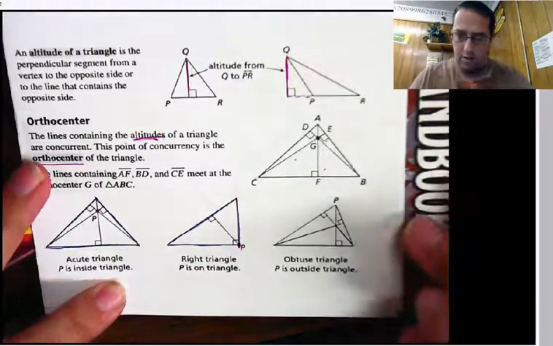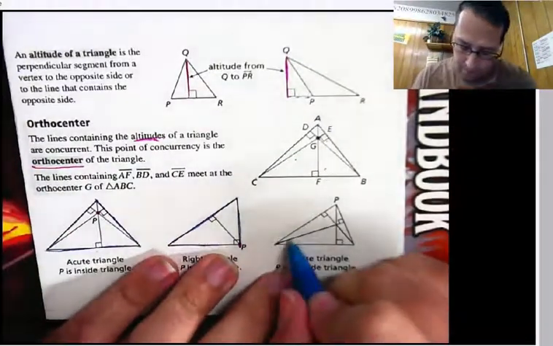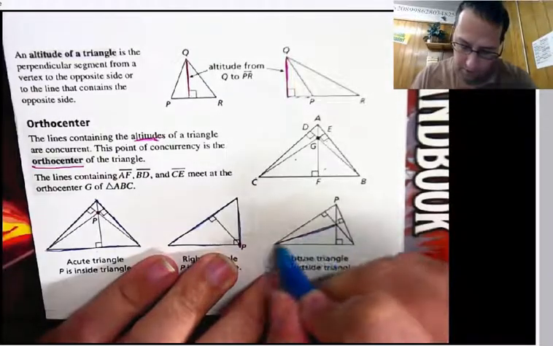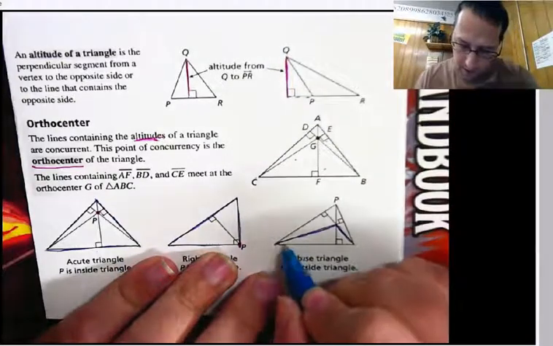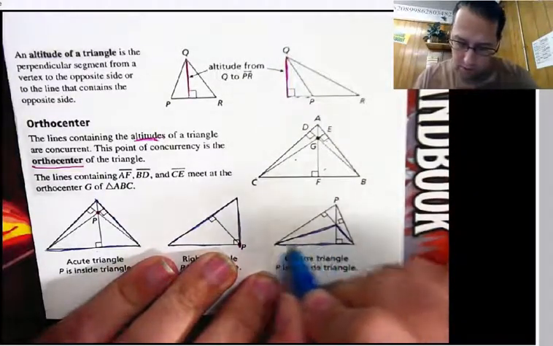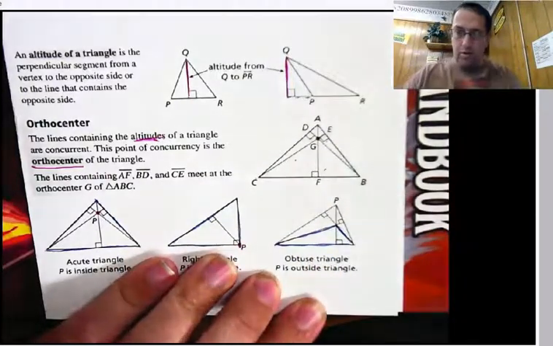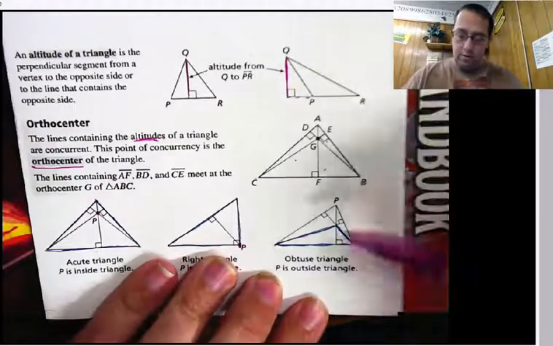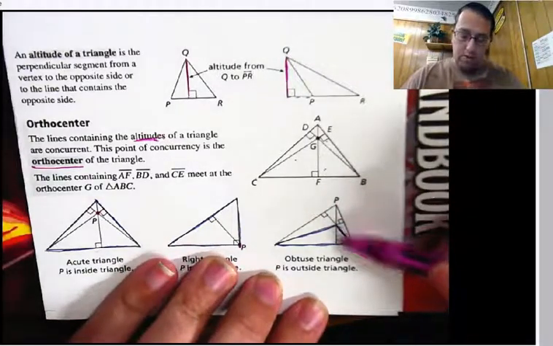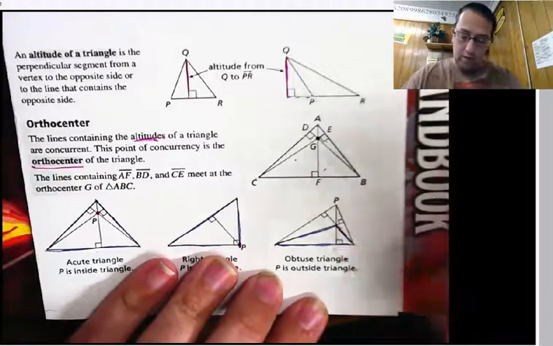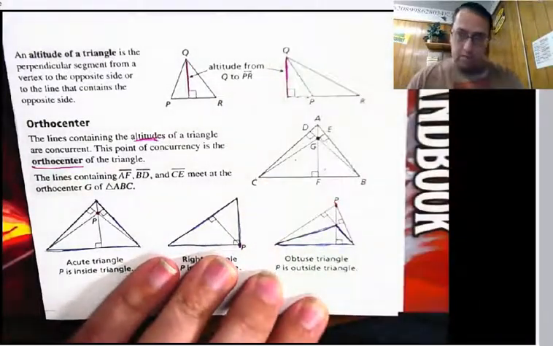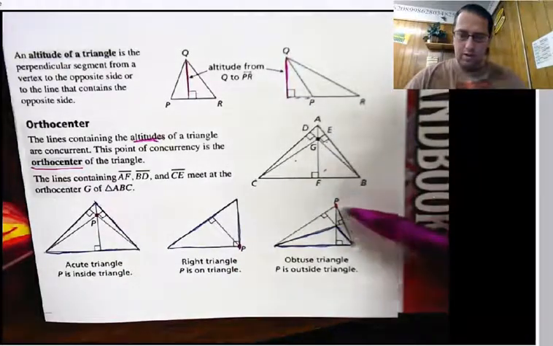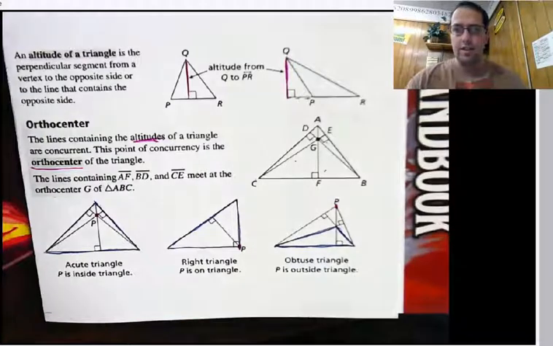For an obtuse triangle, here's the triangle right here. And the orthocenter, notice only one of these altitudes even goes through the inside of the triangle at all, and that's the altitude right here. All of them, though, come together right out there. And so you see, for the obtuse triangle, the orthocenter is not inside the triangle.